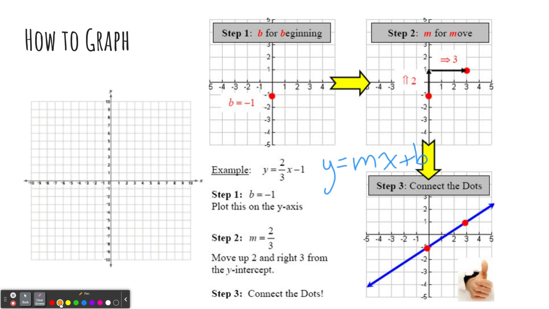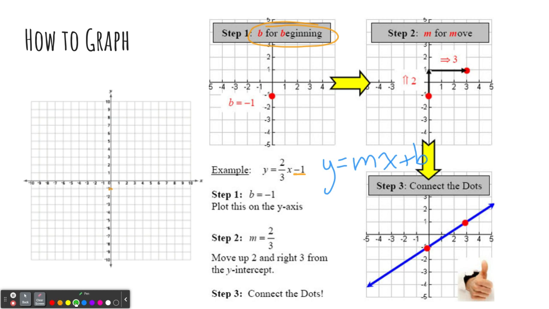Following the steps here, you see that step 1 is b for beginning. So we are going to start with our b. In this problem, it is -1. That means on our graph, we are going to put a point at -1 on the y-axis. Remember, the y is the axis that goes up and down.